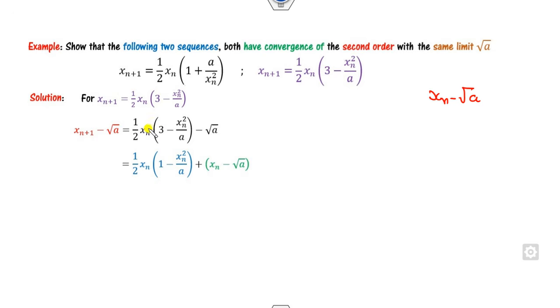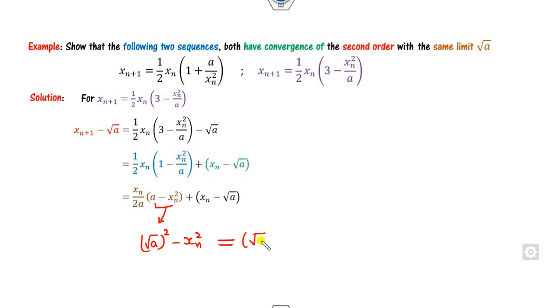I can break 3 by 2xn into half of xn plus half of xn. Half I can adjust here and this one. Now you can take the LCM of this. I can write this expression as root a square minus xn square, which comes to be a square minus b square, a minus b, a plus b, because we need this expression.